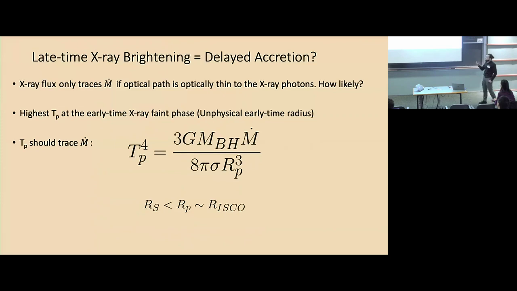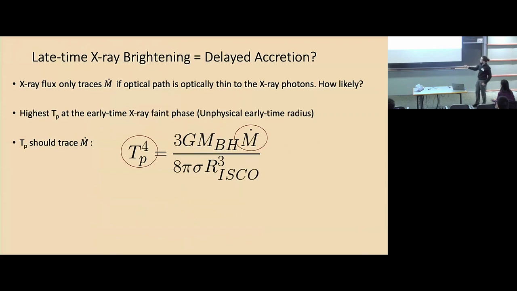So if you go to the standard disk solution, the temperature should follow the accretion rate if you assume that the radius needs to be around ISCO. So you have a direct correlation between the temperature and the accretion rate. So actually, if you look at the temperature, the accretion rate is higher at early times, not at late times, even for these sources. So there's this anticorrelation between the two parameters that creates some problems interpreting this.